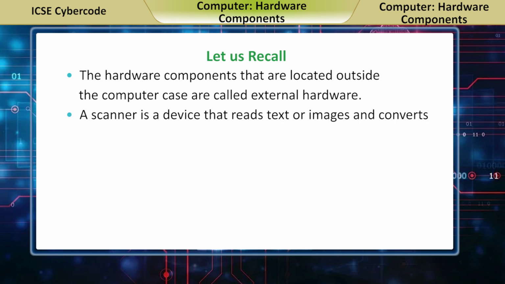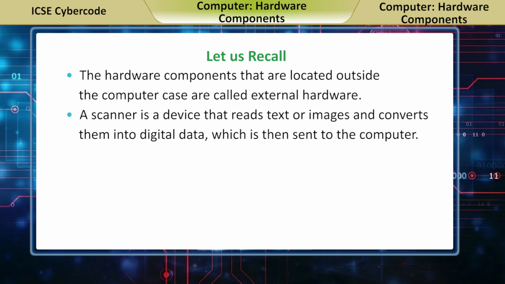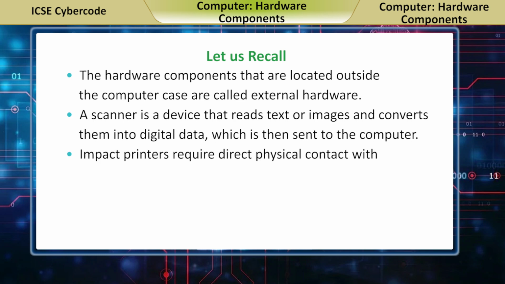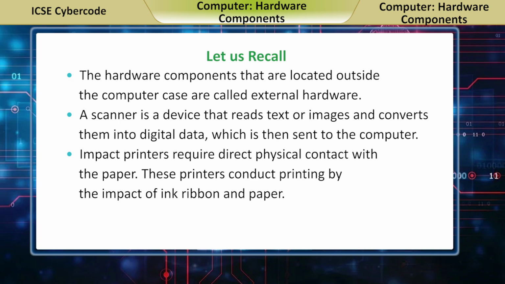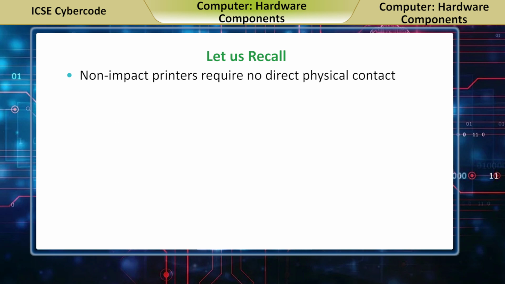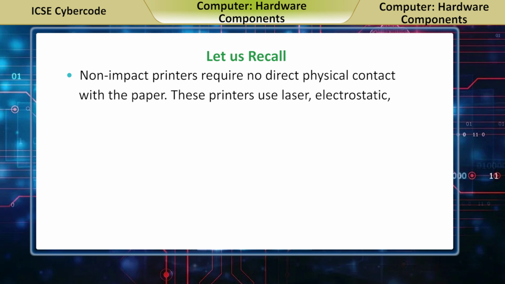A scanner is a device that reads text or images and converts them into digital data, which is then sent to the computer. Impact printers require direct physical contact with the paper. These printers conduct printing by the impact of ink, ribbon, and paper. Non-impact printers require no direct physical contact with the paper. These printers use laser, electrostatic, chemical, inkjet, or xerographic technology.